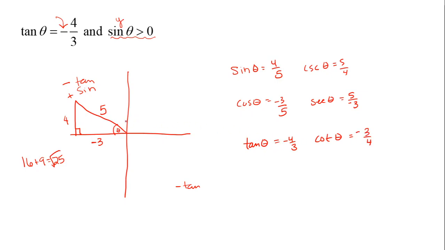It's always a good idea to double check this though. Is my tangent actually negative 4/3? Well, it's 4 over negative 3, which is negative 4/3. So those are my 6 functions. The toughest part is just understanding which quadrant to put the reference triangle in.